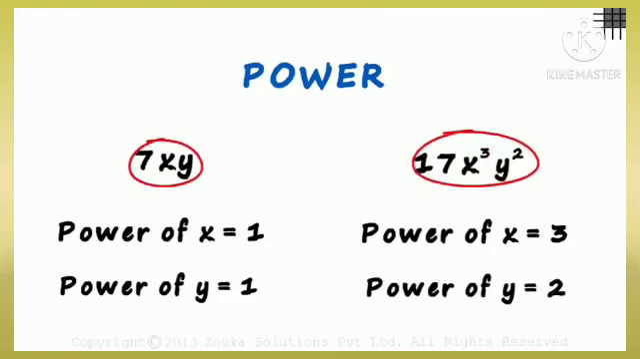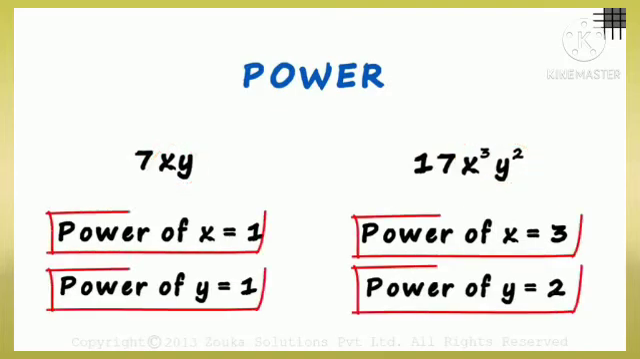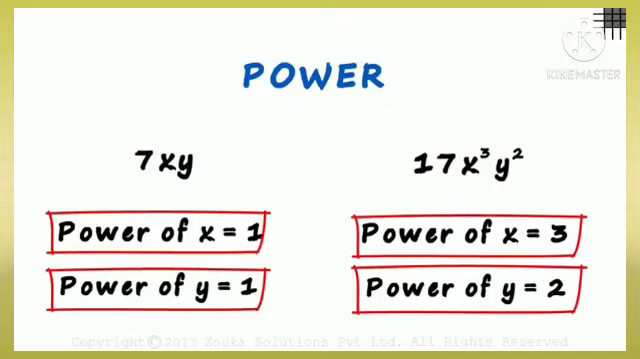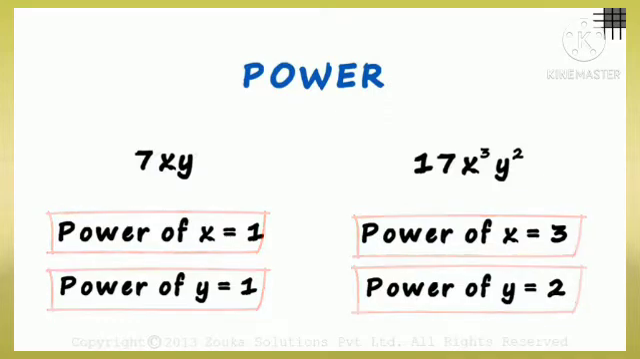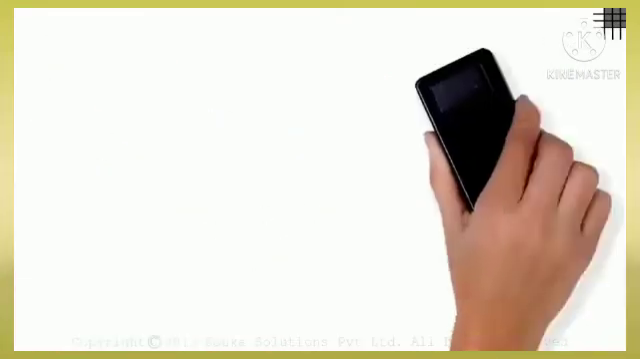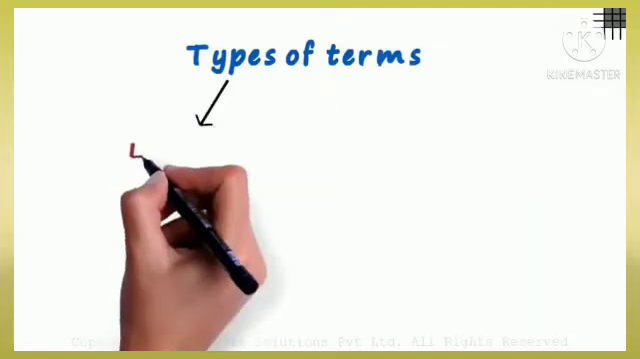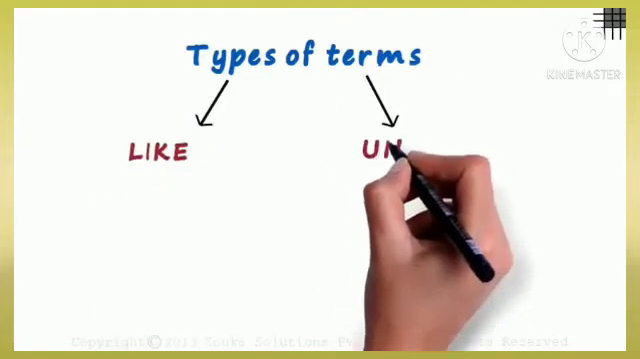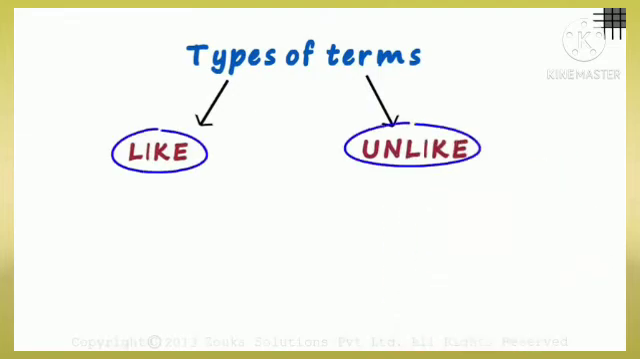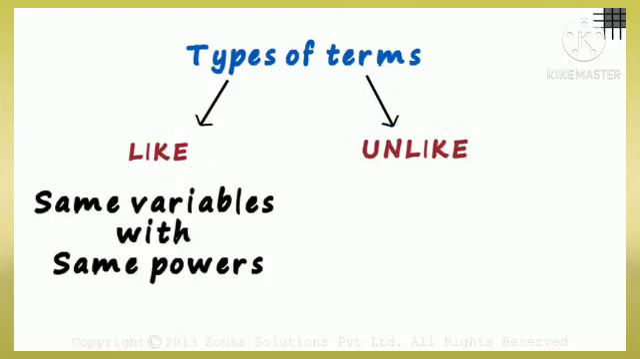Both these terms have the same variables, x and y, but the powers of each of the variables are different. Let's erase this and jump to the concept of the types of terms. There are two kinds of terms, like terms and unlike terms. What is the difference between them? Two terms are like if they have the same variables with the same powers. Don't worry, we will understand this with examples.